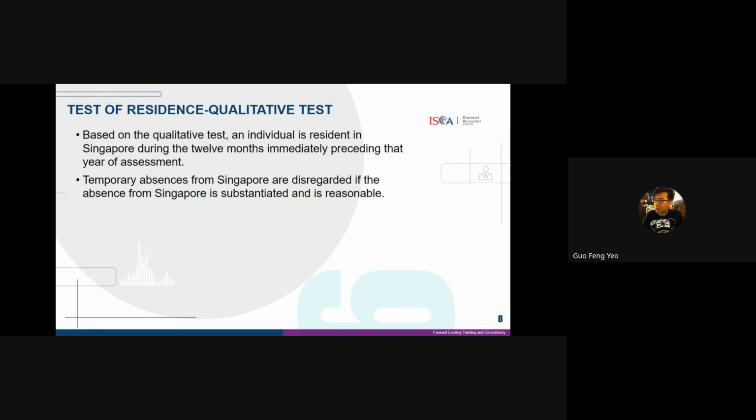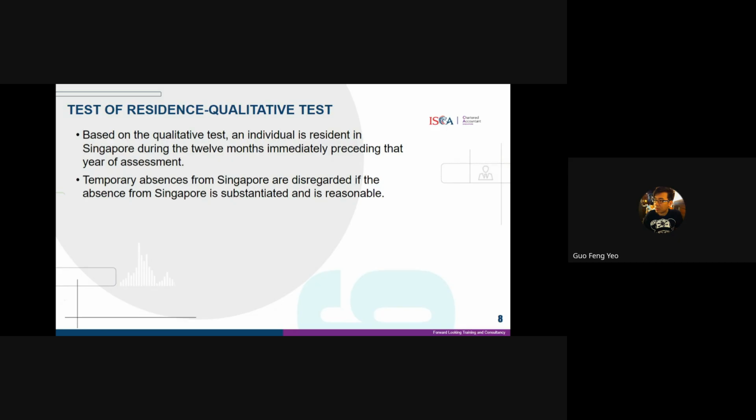So I will now move on to cover the first test, known as the qualitative test. So this is the test on the residence, and based on the qualitative test, an individual is resident in Singapore during the 12 months immediately preceding the year of assessment if he or she only has temporary absences from Singapore, which can be disregarded if the absence from Singapore is substantiated and reasonable.